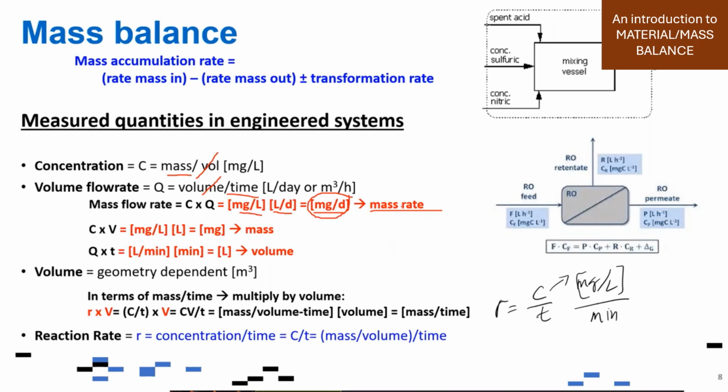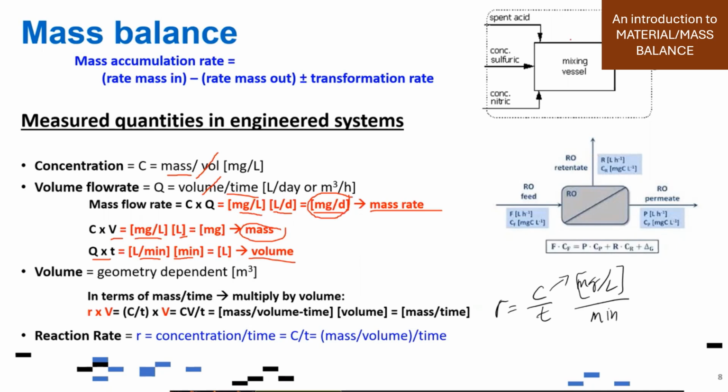This is what we call the mass rate. If you are not given the rate, but you are given a fixed mass or a volume, then if you have a concentration, you multiply it with a volume and you can get the mass, not the rate, not per unit time, but still the same. So C times V is mass, and Q times T, which is volume flow rate times the time, is equal to the volume of that particular area, or the particular control volume.